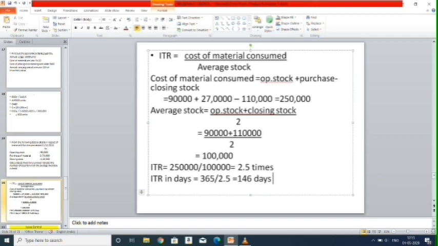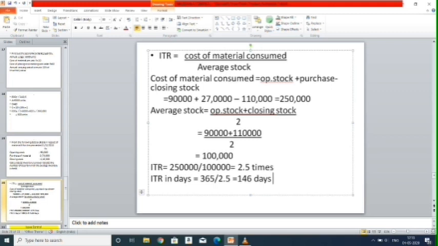I repeat, ITR is equal to cost of material consumed divided by average stock. Cost of material consumed is equal to opening stock of material plus purchase of material minus closing stock of material. Opening stock of material 90,000 plus purchase of material 2,70,000 minus closing stock 1,10,000. Then we got 2,50,000 as our cost of material consumed. Then secondly average stock, opening stock plus closing stock divided by 2, that comes to 1 lakh.